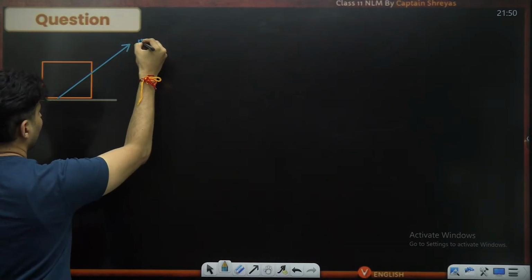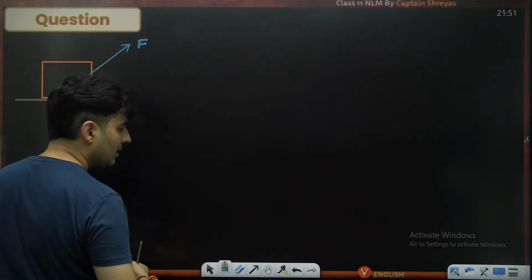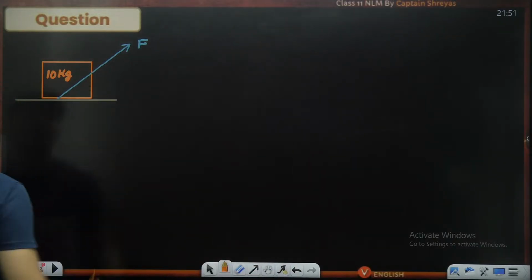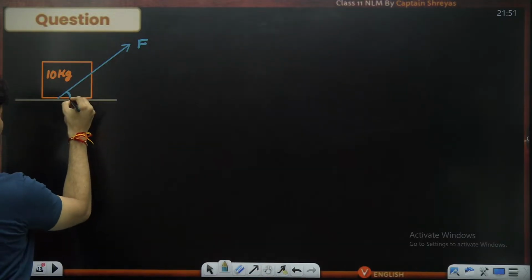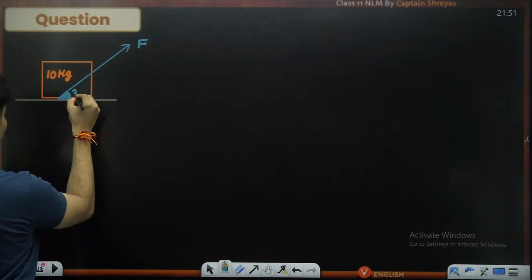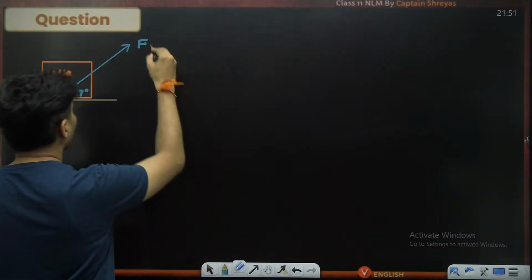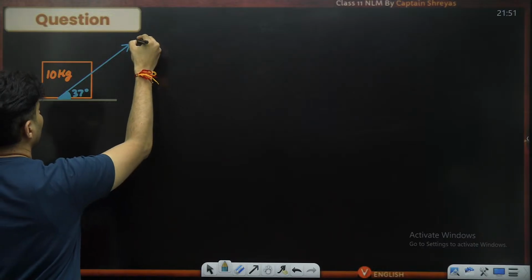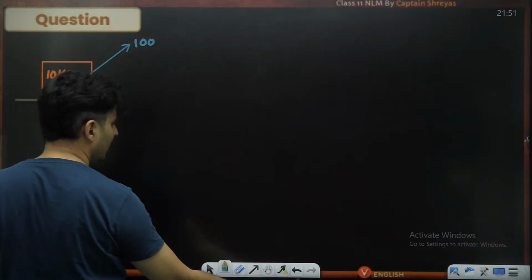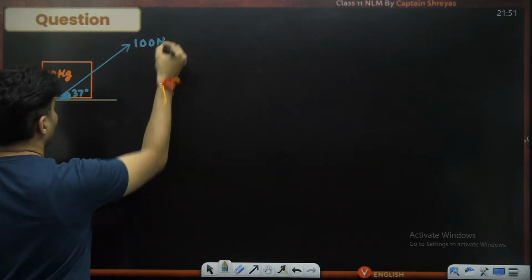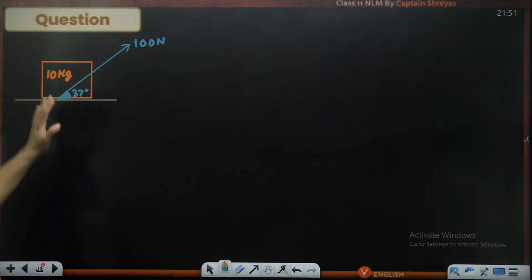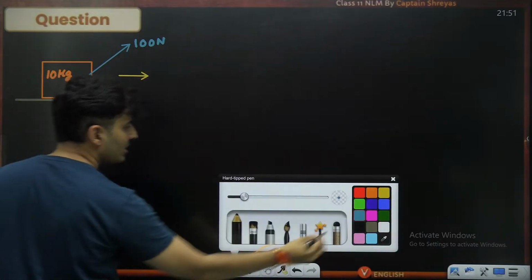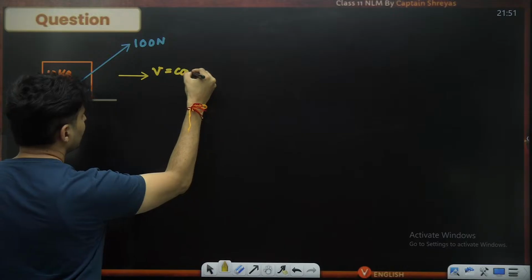Let's say F, and imagine the block is, for example, 10 kg, and let us say the angle is 37 degrees. Let's say the force you have applied is, I don't know, maybe 100 Newton or maybe 50 Newton, anything like that. Okay, let's say it is 100 Newton. And it is known to me that it is moving with a constant velocity. I just know that right now the velocity is constant.